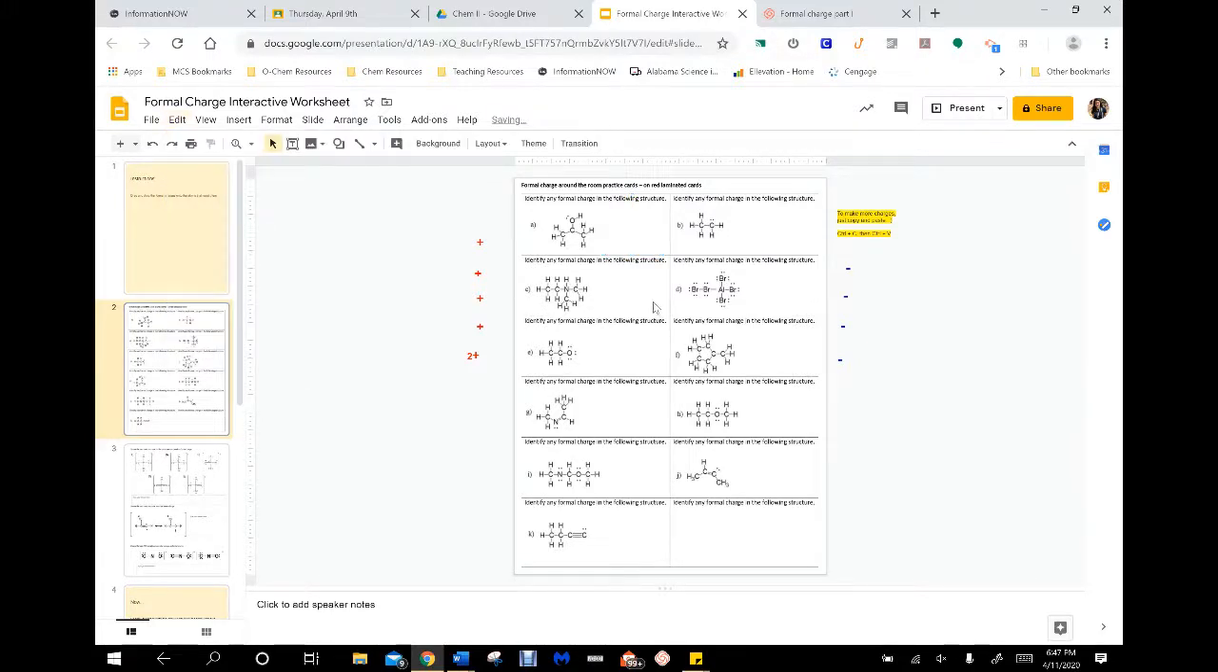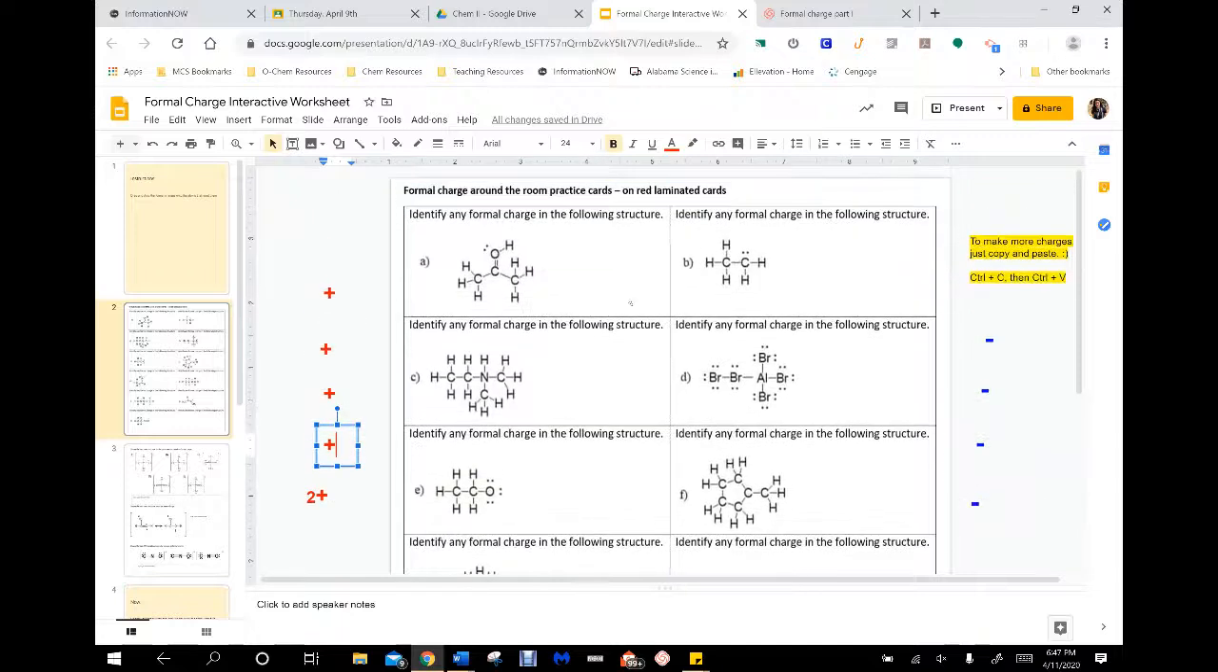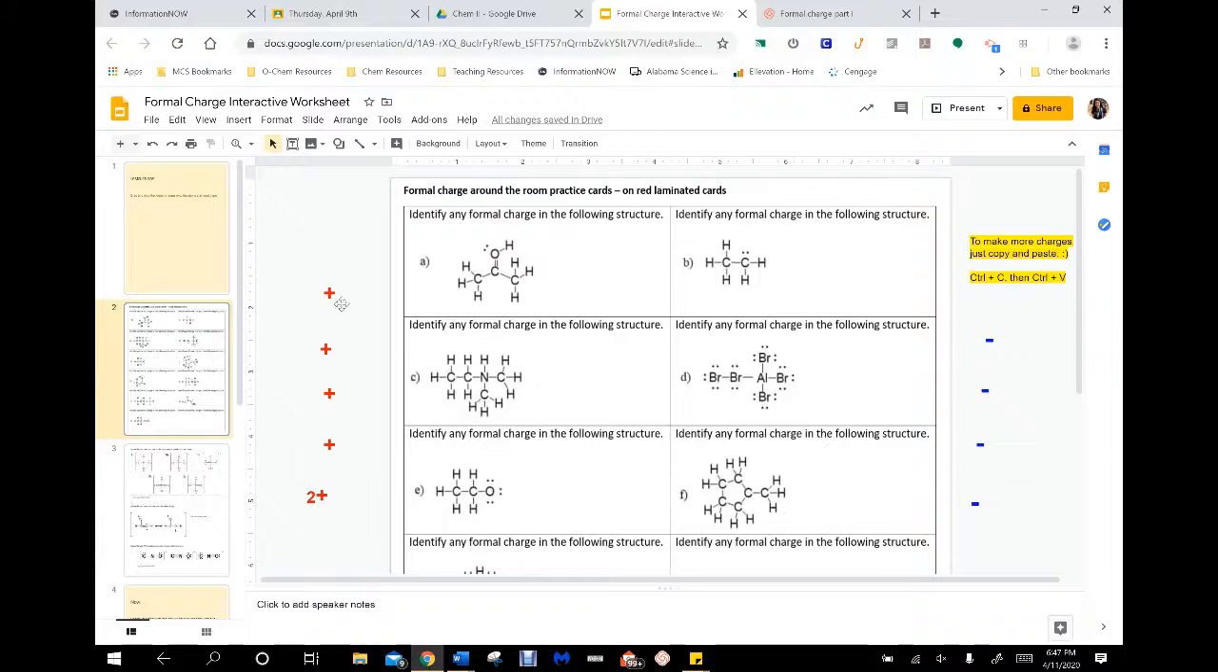So what we've got are little practice problems, and there are little charges on the side of the worksheet. If you click on View and Zoom, you can zoom in to get a better view of the problems. It says identify any formal charge in the following structure. If an atom has a formal charge, you just grab one of the charges and drag it over to the atom. So if I think this oxygen has a positive formal charge, I just drag the positive over to him. And if you need more, you can always copy and paste.